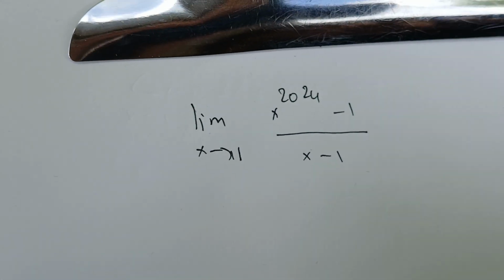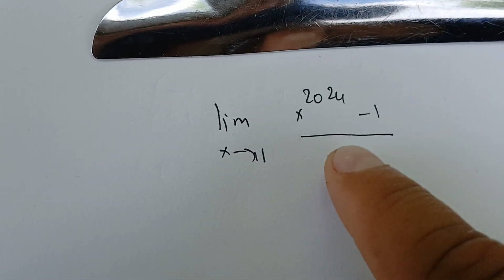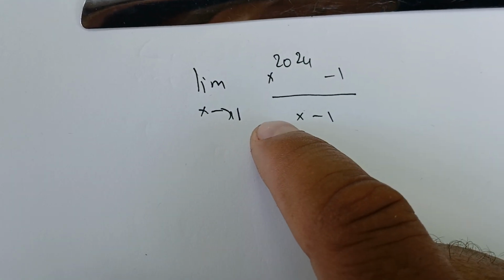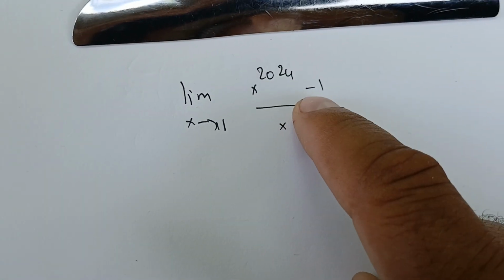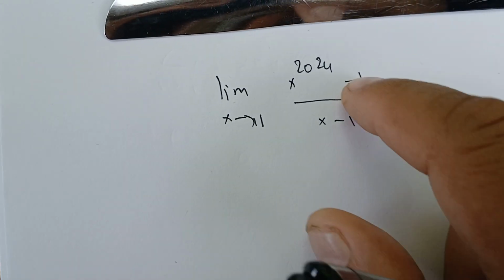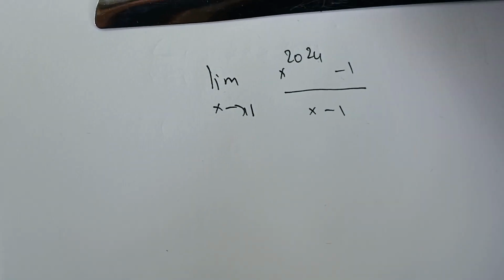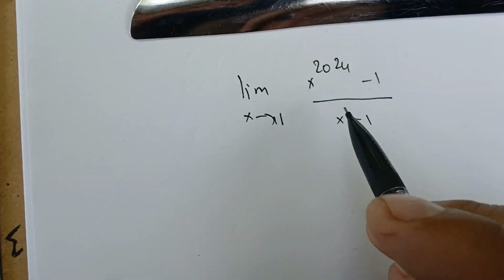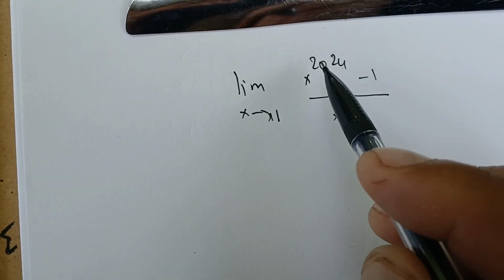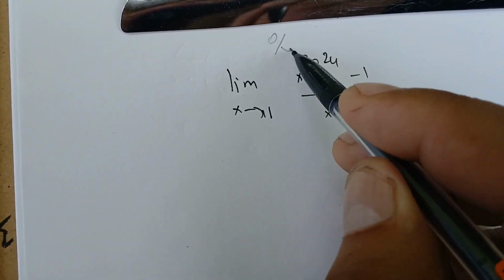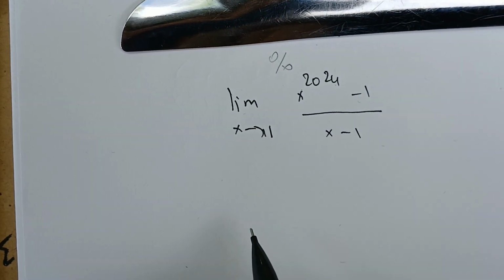Welcome back. Now assume that we want to compute the following limit: the limit as x goes to 1 of x to the power 2024 minus 1 over x minus 1. The first thing that we do all the time is that we just want to work blindly. That means we plug in 1. So once we plug in 1, we have 1 minus 1 over 1 minus 1. It's 0 over 0. We can't conclude here.